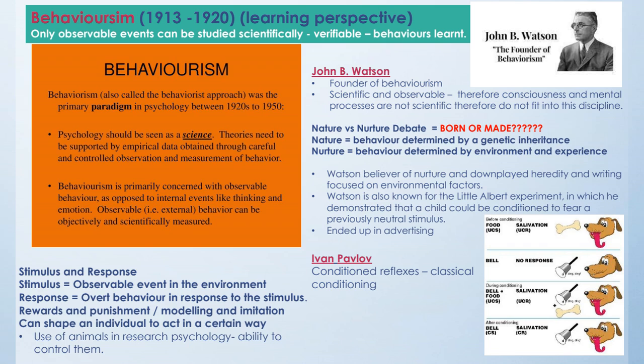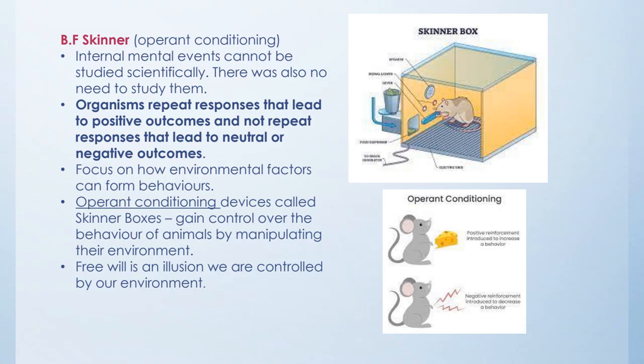But it's more about stimulus and response: the stimulus is an observable event that happens in our environment, and we have a response to that. Okay, that's what causes the behavior. It's our response to a stimulus. Again, something around rewards and punishment is also key in the behaviorist approach, and trying to shape an individual to behave in a certain way.